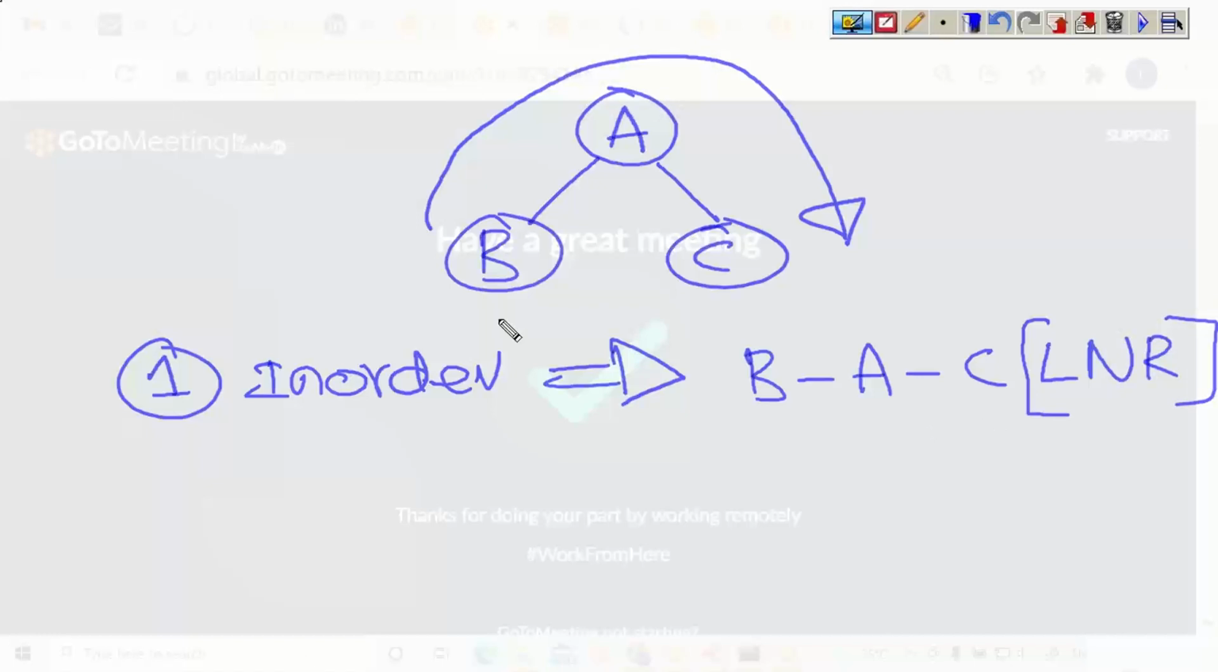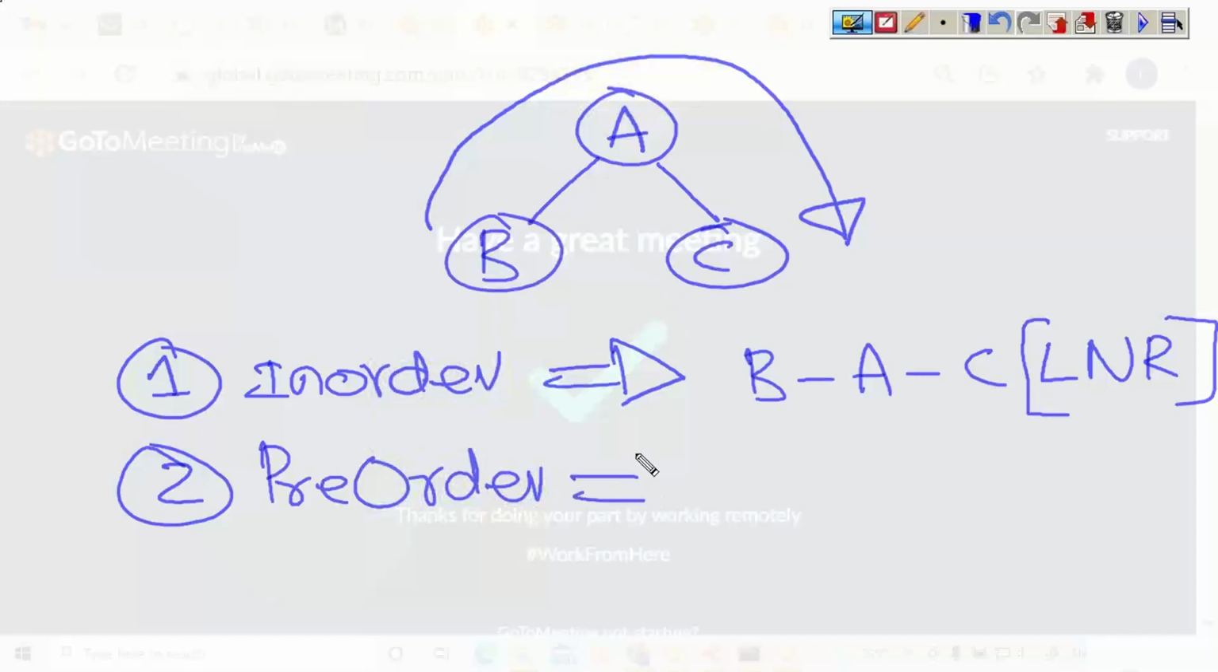Left, node and right. Consider the second one, pre-order. The pre-order is first node, that is A. Then left to right. First node is A, then B, then C. This is called pre-order. First node, then left, then right.